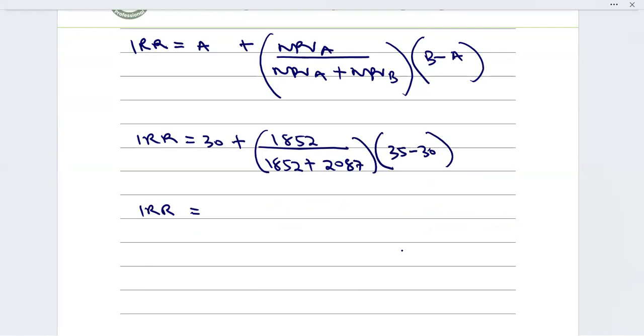So 1852 plus 2087 equal 3939. So 1852 divided by 3939, multiply by difference between 35 and 30, which is 5, multiply by 5, plus 30 equal 32.35%. Therefore, internal rate of return is approximately 32%.